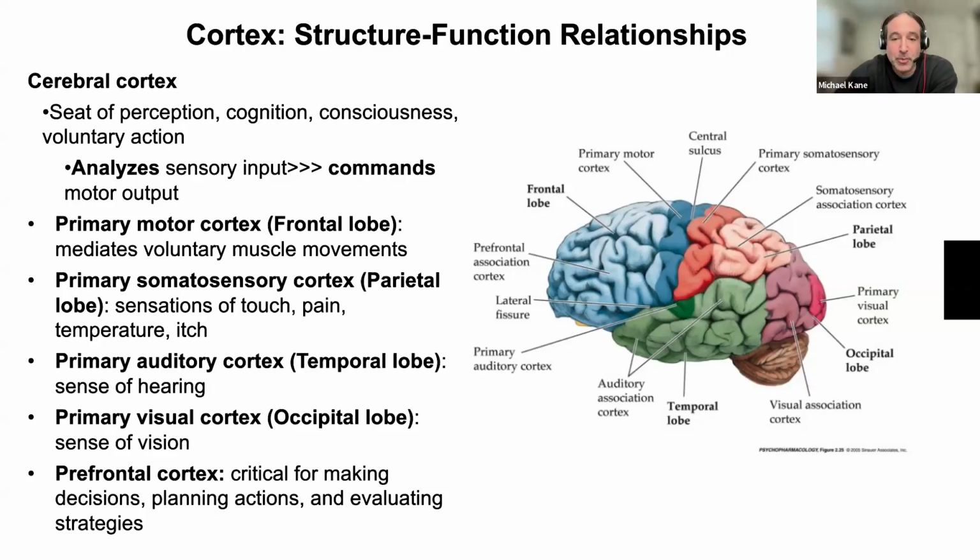And then another region I wanted to point out within the frontal lobe is what is known as the prefrontal cortex. And this is a very large region indicated by the notation prefrontal association cortex. And this is a very enlarged region in primates and in humans in particular. And this has a number of functions. You can see listed here, we talk about the prefrontal cortex is critical for decision making, planning of actions, evaluating strategies. And in a number of psychiatric disorders, including schizophrenia as well as ADHD, this area may be impaired in its function. Next slide, please.